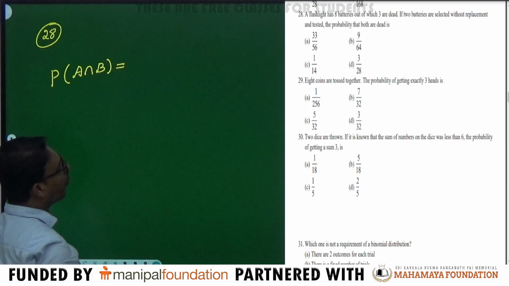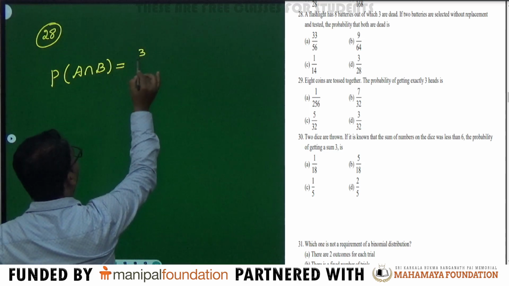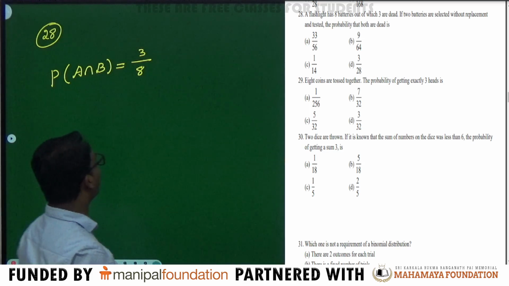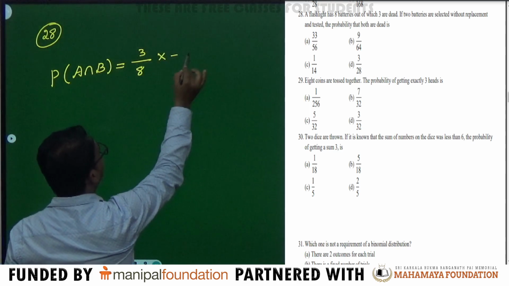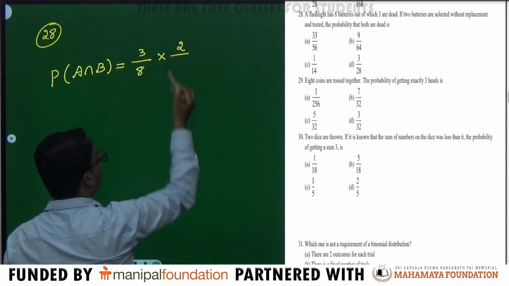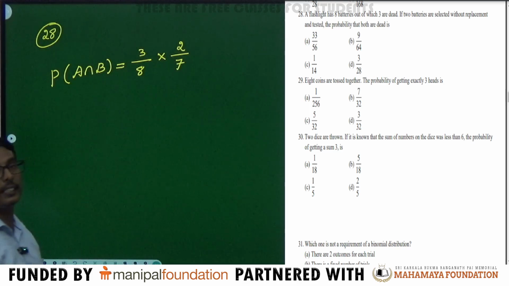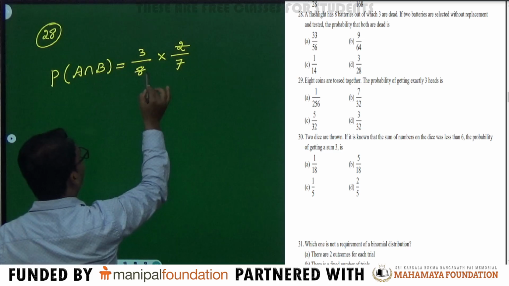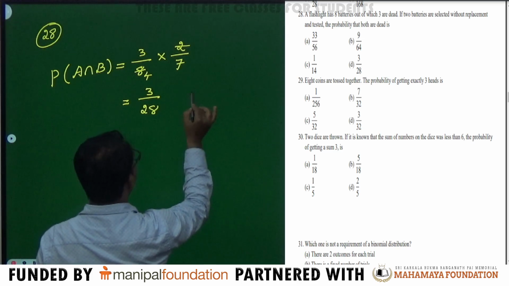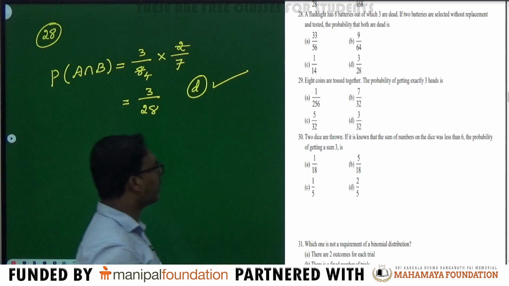Therefore, the probability that the first battery is defective: there are 3 dead batteries, so we can say 3 by 8. The probability of selecting the first dead battery out of 3 is 3 out of 8. It is without replacement, so the remaining dead batteries are 2, because we already selected 1, out of 7 remaining batteries, since we already chose 1. That is 2 ones are 2, 4 twos are 8, and you get 3 by 28. Therefore, the correct answer is option D. For question number 28, the correct answer is option D.